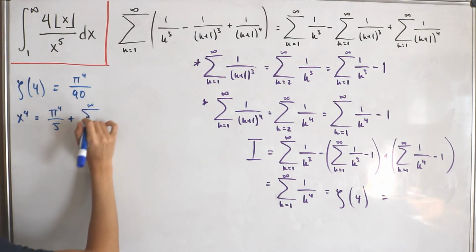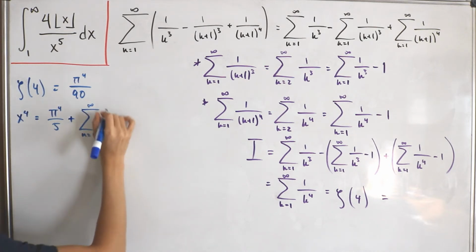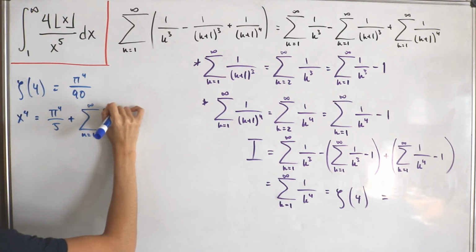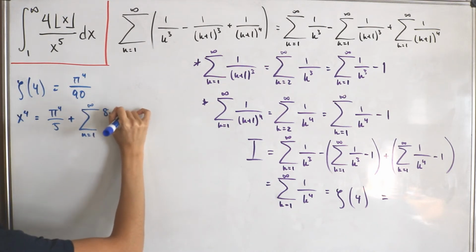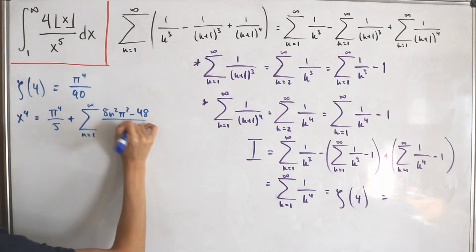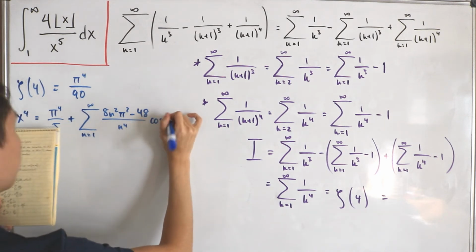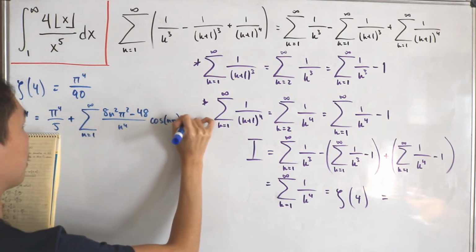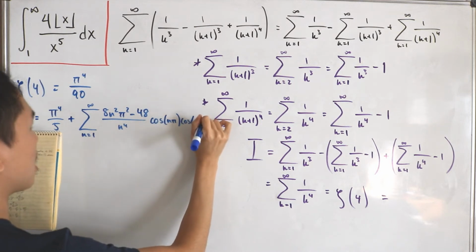Then we have plus the infinite sum from n equals 1 of 8 times n squared times pi squared, subtract 48, then divided by n to the power 4, multiplied by cosine of n pi, and then multiplied by cosine of n times x.